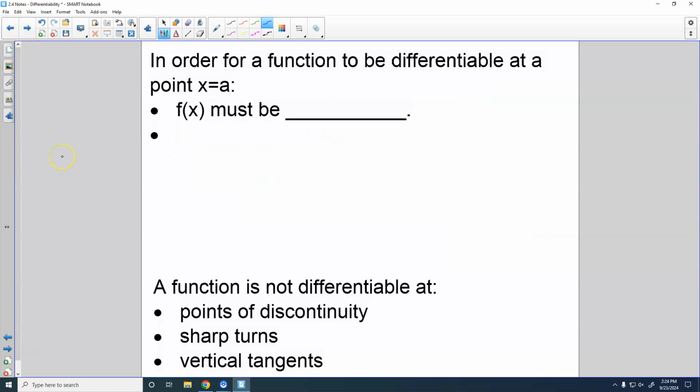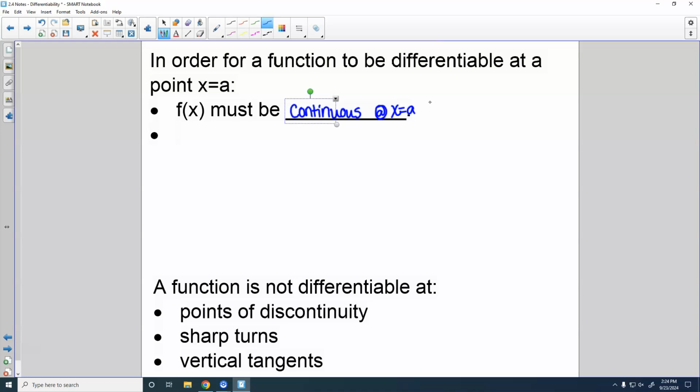So in order for a function to be differentiable at a point x equals a, first of all, f of x must be continuous at x equals a. So it's got to be continuous at that point. If it is not continuous, then it is not going to be differentiable. So you'll always check for that first, then check for differentiability.